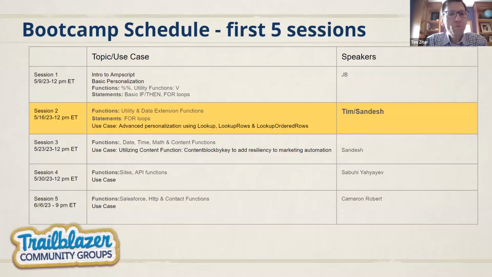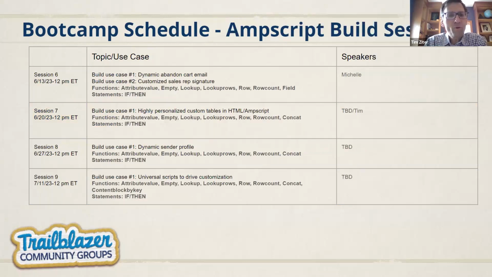So today's section, we're going to be going through those utility and data extension functions, in particular going into a deeper dive into LookupRows, LookupOrderedRows, and for loops. So we'll dive into that, and then you can see the upcoming sessions with Sabui and Cameron coming up. And Sandesh will be kicking off a session next week as well. And here's just a rough framework for some upcoming build sessions after we do our first 5 sessions on those functions. Again, these are still forming, but should give you an idea of the different use cases we're going to be doing in those sessions.